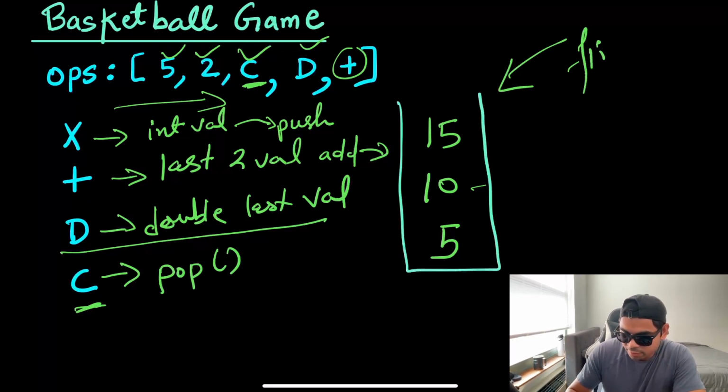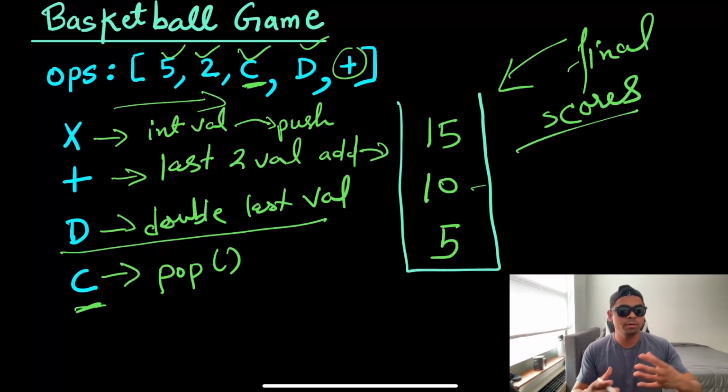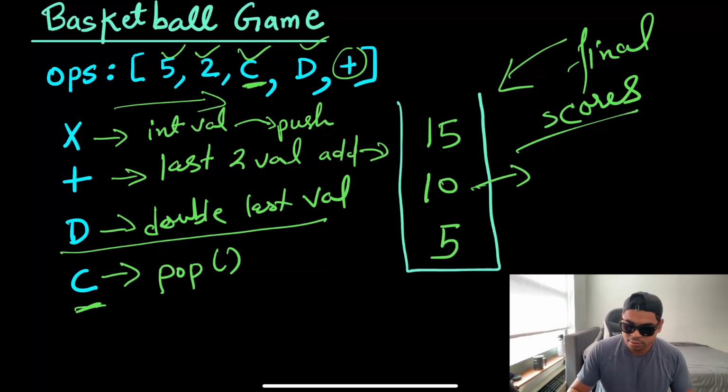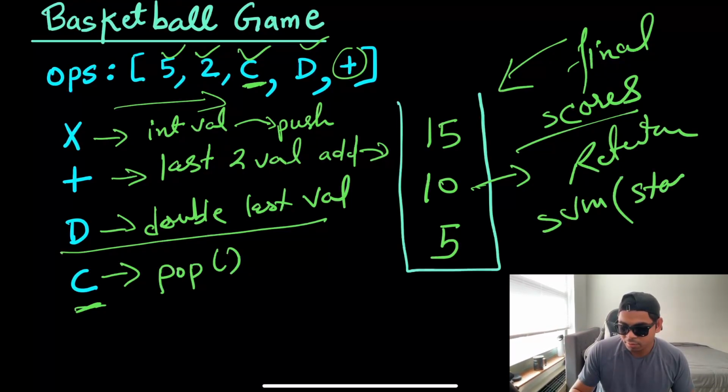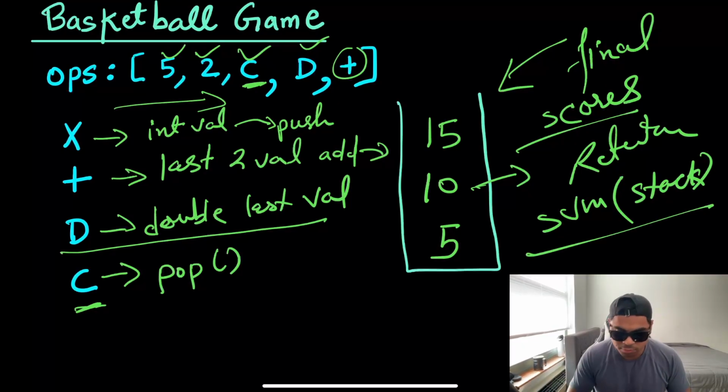So this is your final scoreboard, the final scores, or whatever your record is, and then you can return the sum of this stack, because that's what's asked in the problem. So I think it's an easy problem. And whenever I'm writing, I don't know why I started writing in such bad handwriting. I'll try to improve it next time. So I think that will be all of it.